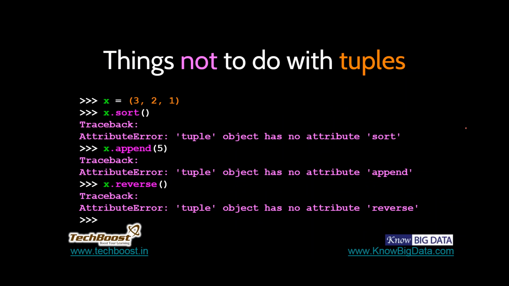Things not to do with tuples. You cannot do in-place sorting with a tuple. The sort method is not available. The append is not available. The reverse is not available like in lists. So the list object had all these three methods available, but a tuple cannot do this because it is immutable. We cannot change the tuple.